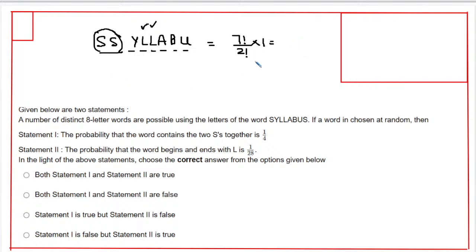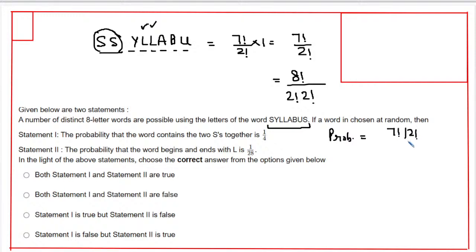This is the favorable outcomes, and total outcomes is arranging this word. This word can be arranged in, these are 8 letters. S is repeated 2 times and L is repeated 2 times. So the probability for the first part will be 7 factorial by 2 factorial divided by, this is what? This is 1 by, this is 2 by 8. This is 1 by 4. That is a correct statement.